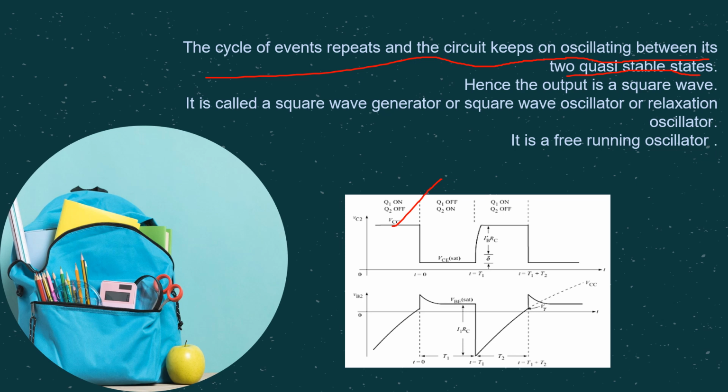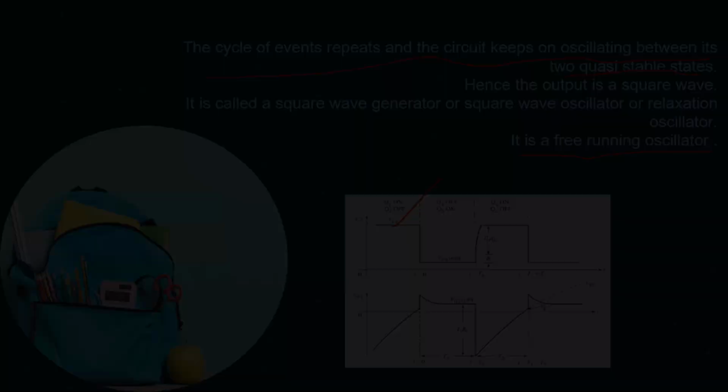Square wave is a non-sinusoidal oscillator. That's why it is also called a relaxation oscillator or non-sinusoidal oscillator. It is a free running oscillator. To make the transition from one quasi-stable state to another quasi-stable state, it doesn't require any external triggering. For this reason, it is also called free running.